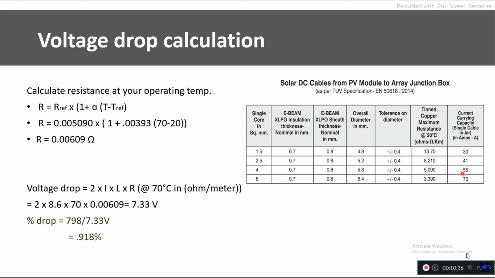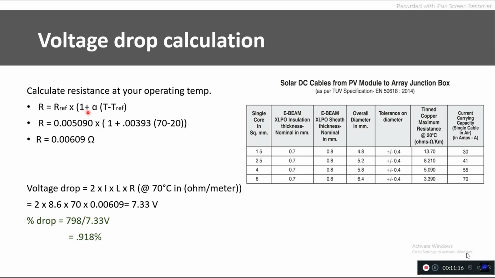Because this is what we are going to use at the maximum. As you can see here, the resistance of the cable has been mentioned, but it is at 20 degrees Celsius. But as we discussed, our operating temperature is going around 73 degrees Celsius. So I have calculated here the resistance at 70 degrees Celsius, and I use this value. Actually this resistance mentioned here is in ohm per kilometer, so you need to calculate this value in ohm per meter. So simply divide it by 1000, and we'll get this value.